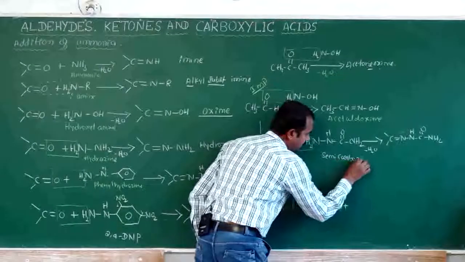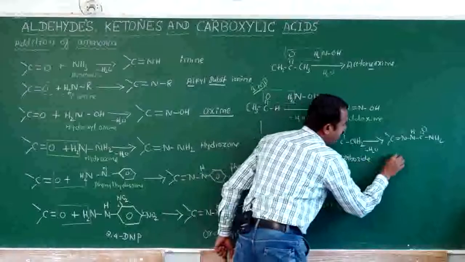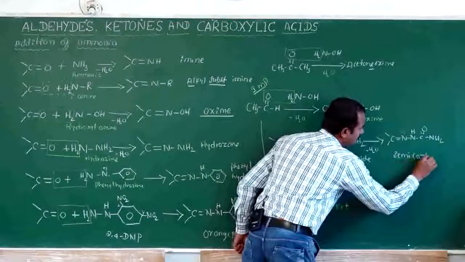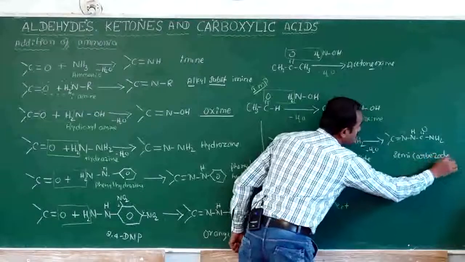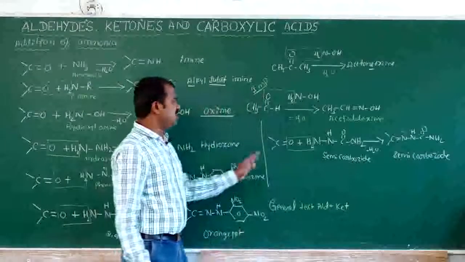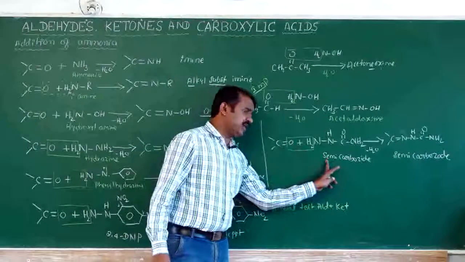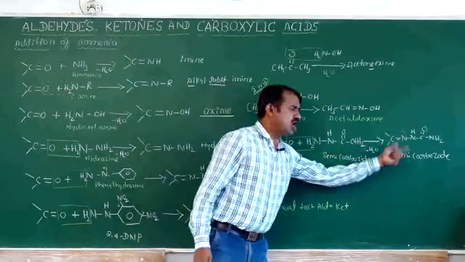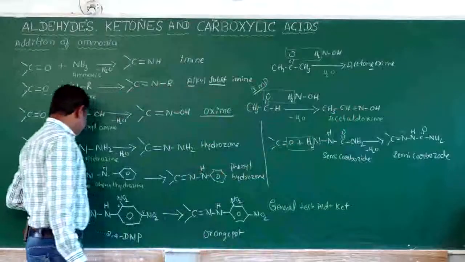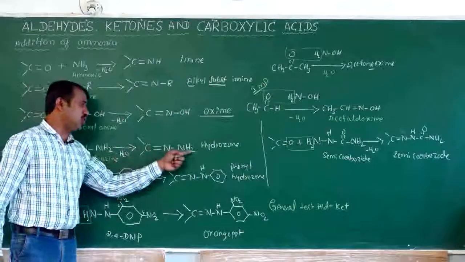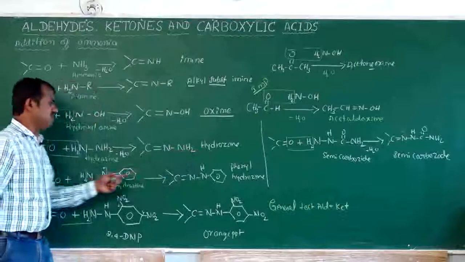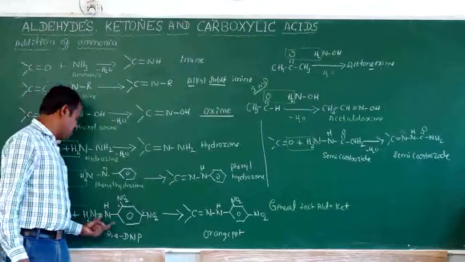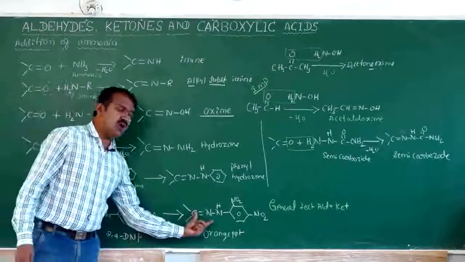Semicarbazide is converted to semicarbazone. This is another important amino derivative of compounds. Semicarbazide is converted to semicarbazone. Here hydrazine is converted to hydrazone. Phenyl hydrazine is converted to phenyl hydrazone. Here 2,4 DNP, also hydrazine is converted to hydrazone.